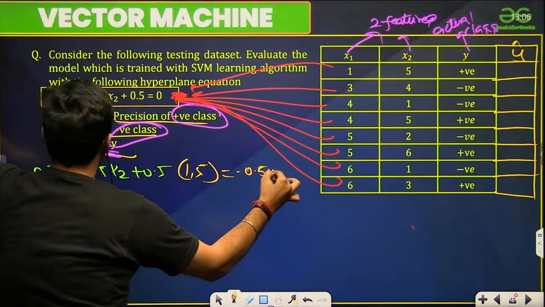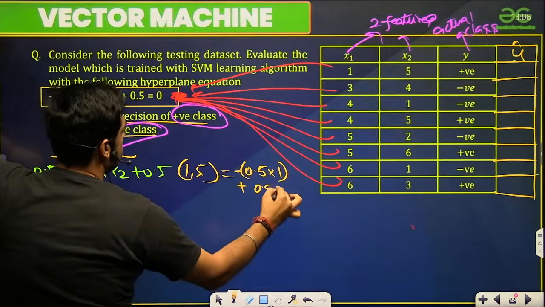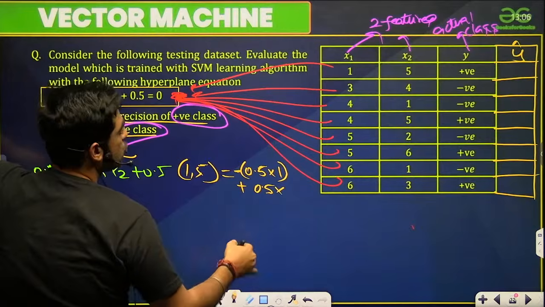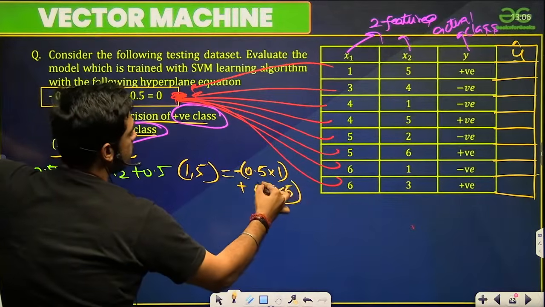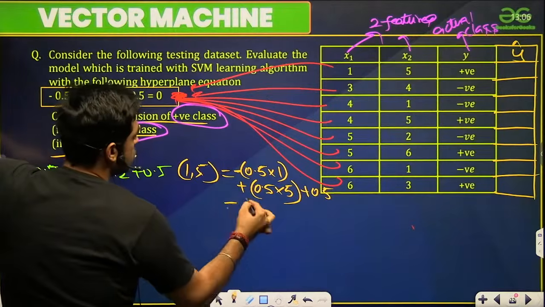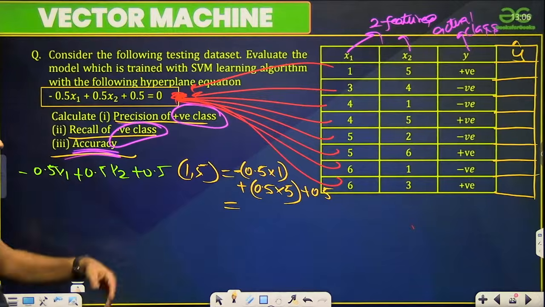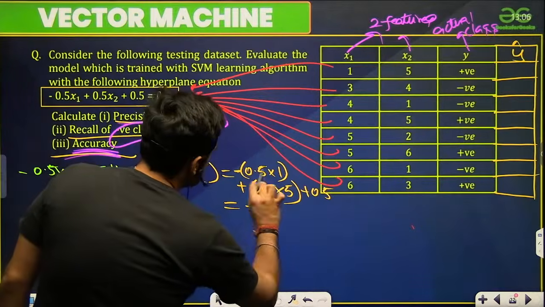Negative of 0.5 into x1, which is 1, plus 0.5 into x2. What is x2? x2 is 5, and plus 0.5. So this would be how much? Is it positive or negative? Complete the table. So it is very clear, I would get a positive value here.